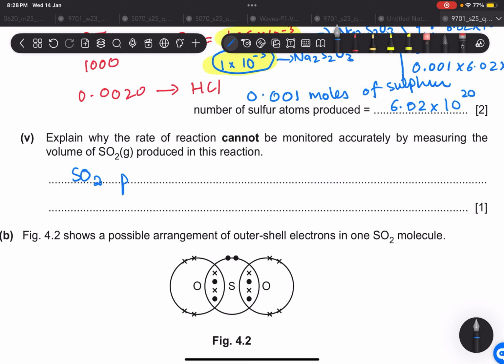सो SO2 प्रोड्यूस्ड रिएक्ट विद वाटर, और जब वो वाटर के साथ रिएक्ट करेगी देन ऑब्वियसली आई कैन नॉट मेजर इट.